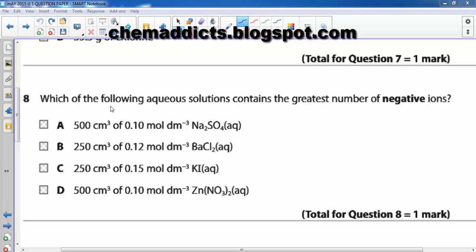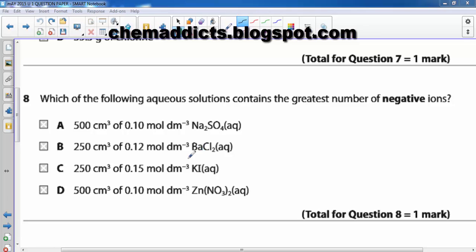Let's get started. Today we're gonna solve a question related to number of particles in a solution of compound. Let's read the question. Which of the following aqueous solutions contains the greatest number of negative ions? Is it 500 cm cube of 0.1 mole per dm cube of sodium sulfate, or is it 250 cm cube of 0.12 mole per dm cube of barium chloride, or is it 250 cm cube of 0.15 mole per dm cube potassium iodide, or is it 500 cm cube of 0.1 mole per dm cube of zinc 2 nitrate?